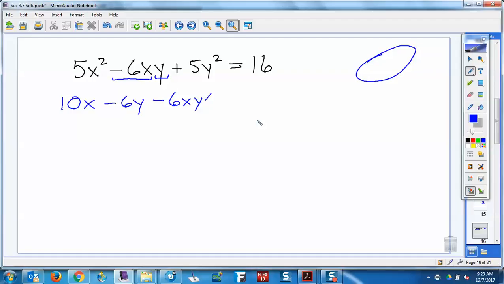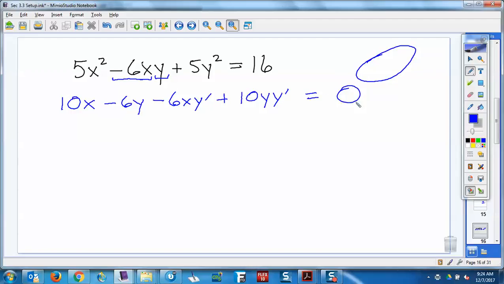Okay? Now, if that had been a y squared, we'd have put 2y, y prime, right? Or what if it had been a y cubed? What's the derivative of y cubed? 3y squared, y prime. Normal derivative, tack on a y prime. All right, anyway, derivative of y is y prime. Plus, what's the derivative of 5y squared? 10y, y prime. Equals derivative of 16? 0.